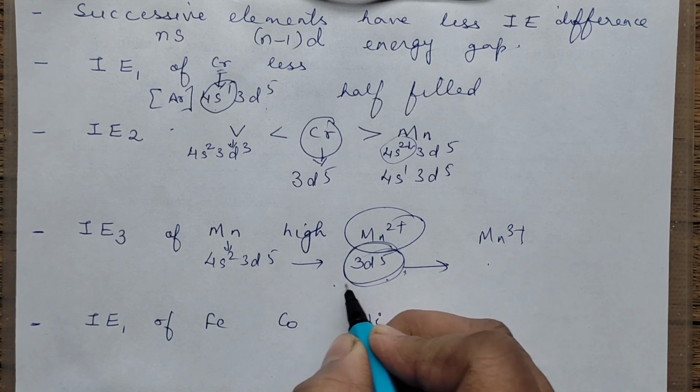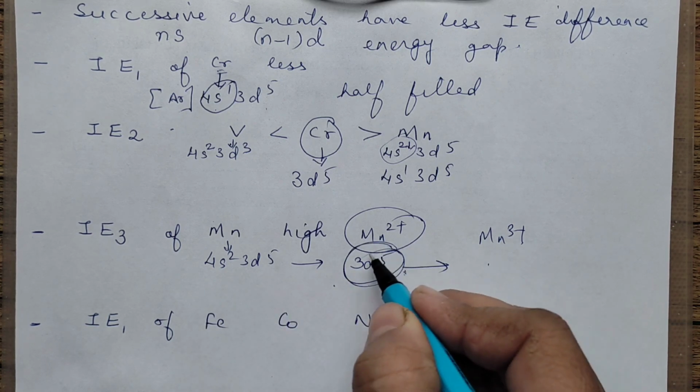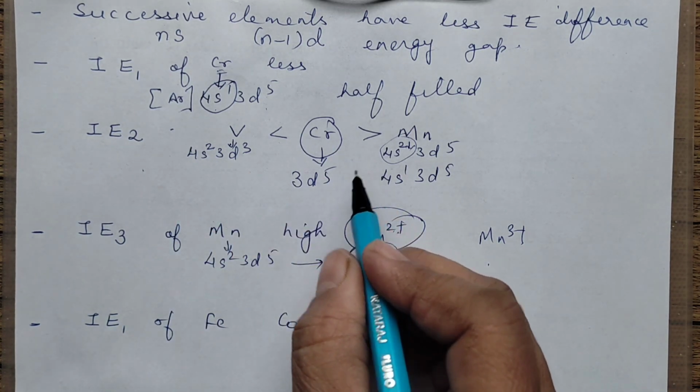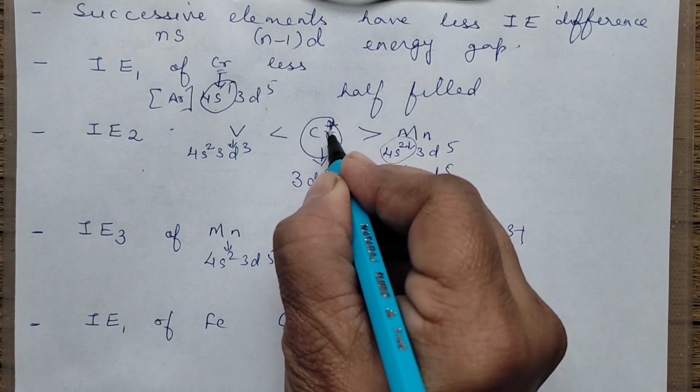So the third ionization enthalpy is now removing from Mn2+. Third means removing from 2+. Second means removing from 1+. So that is, this 1 means plus 1 charge.